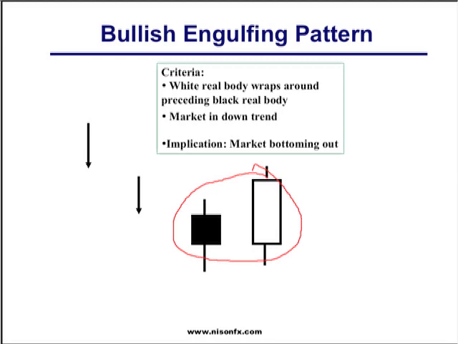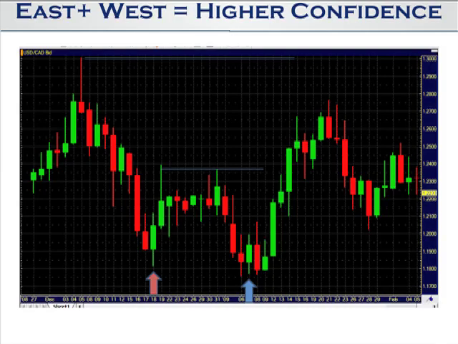Here we have a bullish engulfing pattern, the white candle wrapping around the black real body. The bulls are taking off from the bears. Okay, so every pattern tells a story. Psychologically, we see the bulls are taking control of the market from the bears. Okay, it's a bottom reversal signal. The market should be in a downtrend. You need a downtrend to reverse. And the low of the bullish engulfing pattern, the lowest low of the two candles, should be a support area.